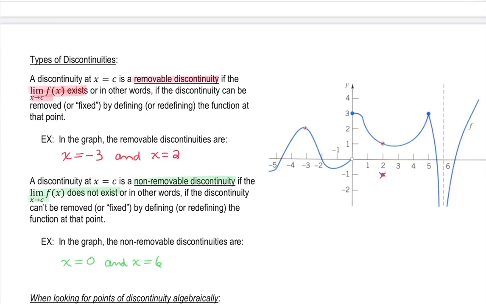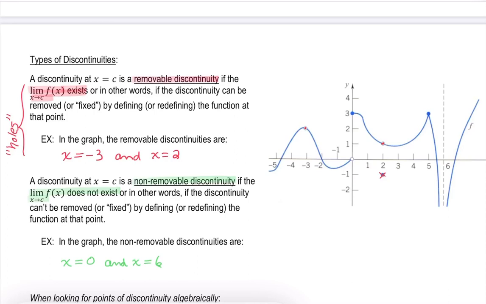The other vocabulary that I'll throw in here and write off to the side is that removable discontinuities are sometimes referred to as little holes in the graph. Whether or not there's a point defined somewhere else, maybe at -3 there wasn't, at 2 there was, there's just a little hole in the graph. So a removable discontinuity you might think of as just a little hole in the graph.